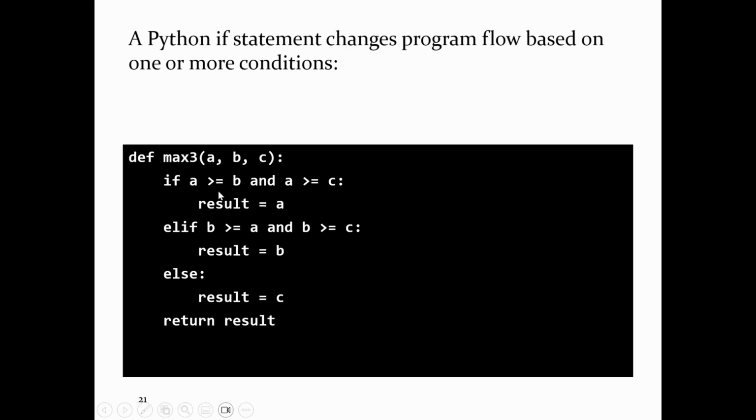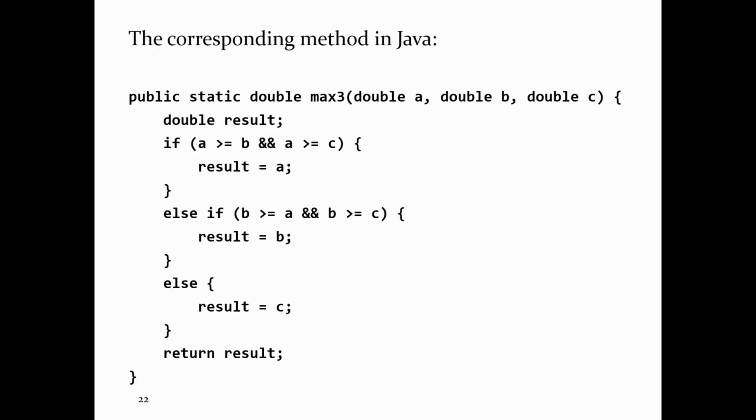Notice in Python, the AND operator is just the word AND. In Java, that's not the case. In Java, the AND operator is the double ampersand. Two ampersands, it's important, because there's also a single ampersand operator, which does something else. So in this case, it has to be the double ampersand. That's your logical AND.